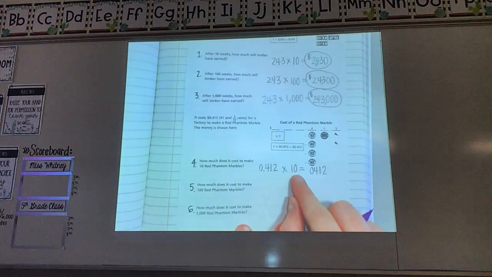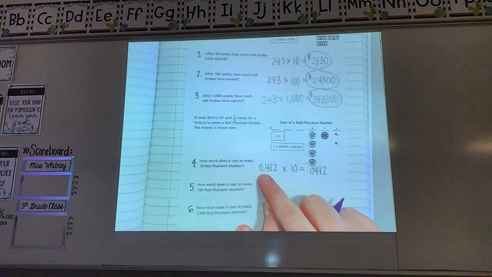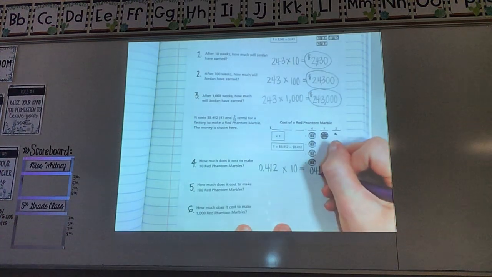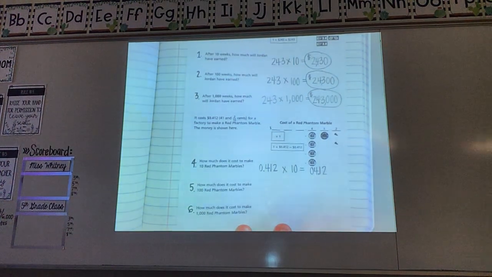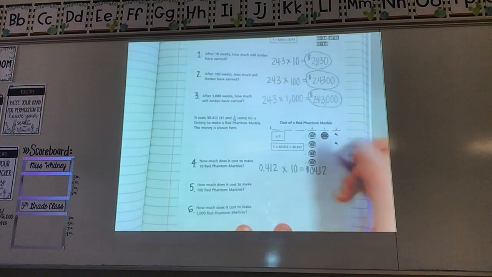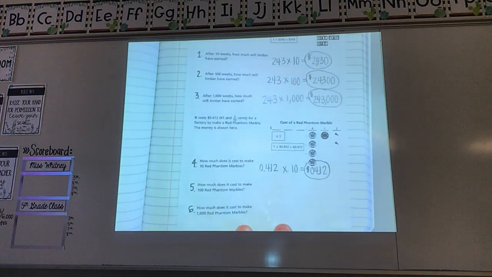Then, however many zeros there are, that's how many places I move the decimal point backwards. So there's 1 zero. I need to take this decimal point and move it backwards 1 spot. So instead of being here, it needs to be back 1 more spot right here. And this is money. How would I say that money amount? $4.12. So to make 10 marbles, it cost them $4.12.